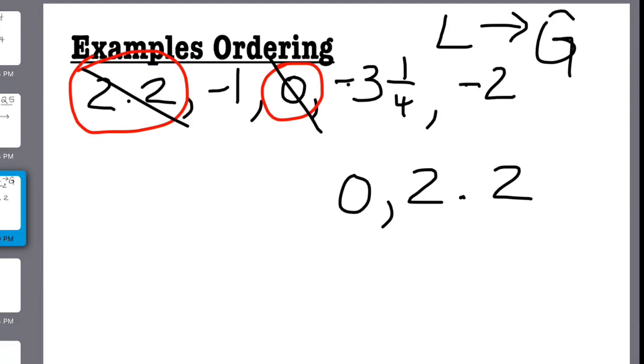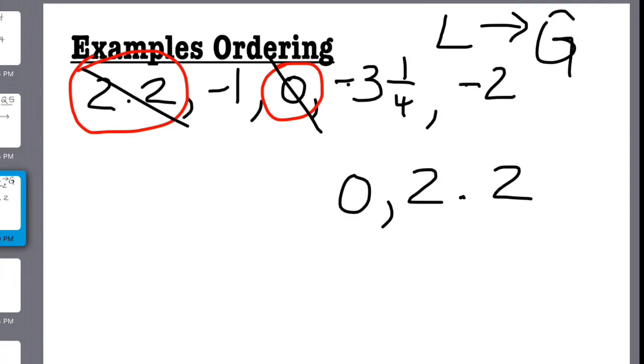The second thing that I notice is all of their whole numbers are different. And that's important because it means we don't even have to worry about the fraction or decimal, because we can compare them simply by looking at the whole numbers. So if I have -1, -3, and -2, remembering that the larger the negative, the smaller the value actually is.